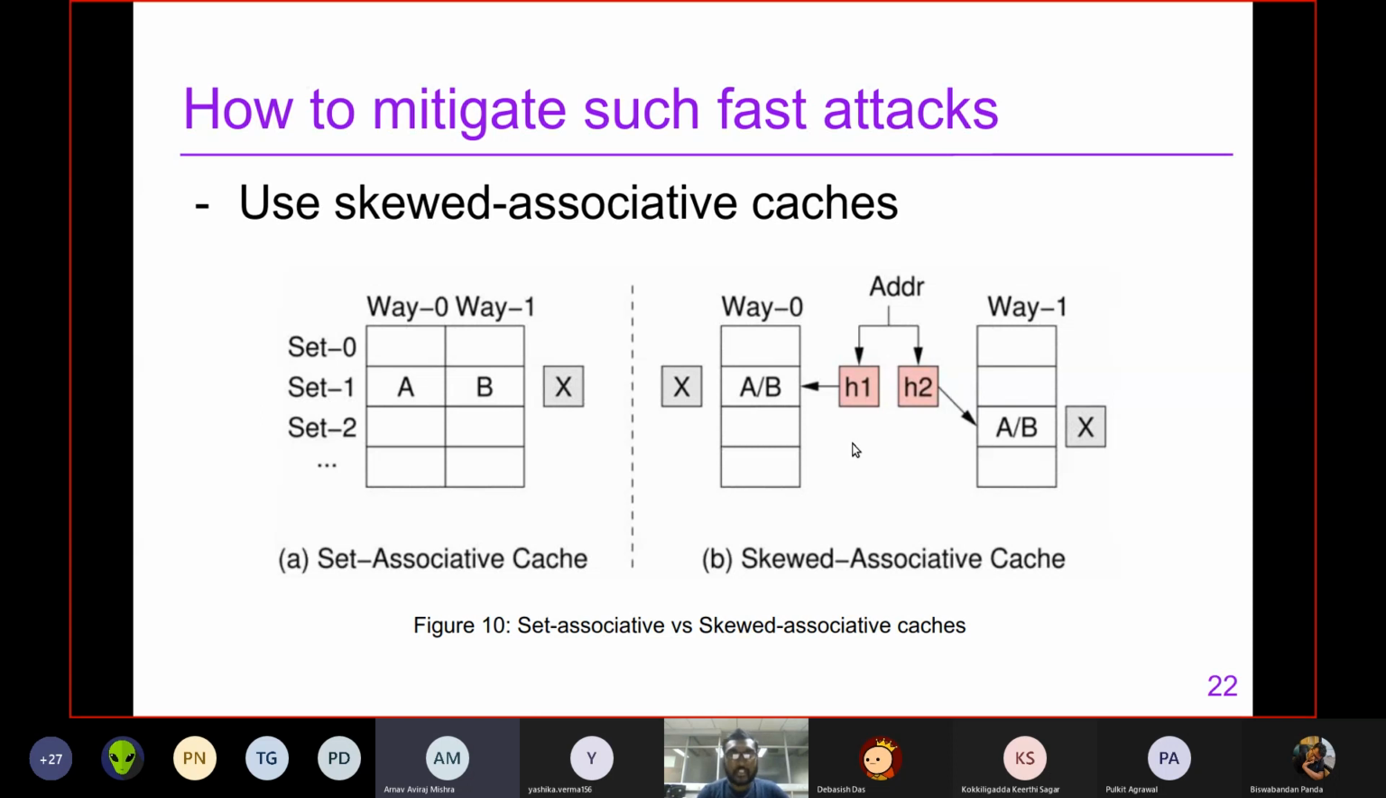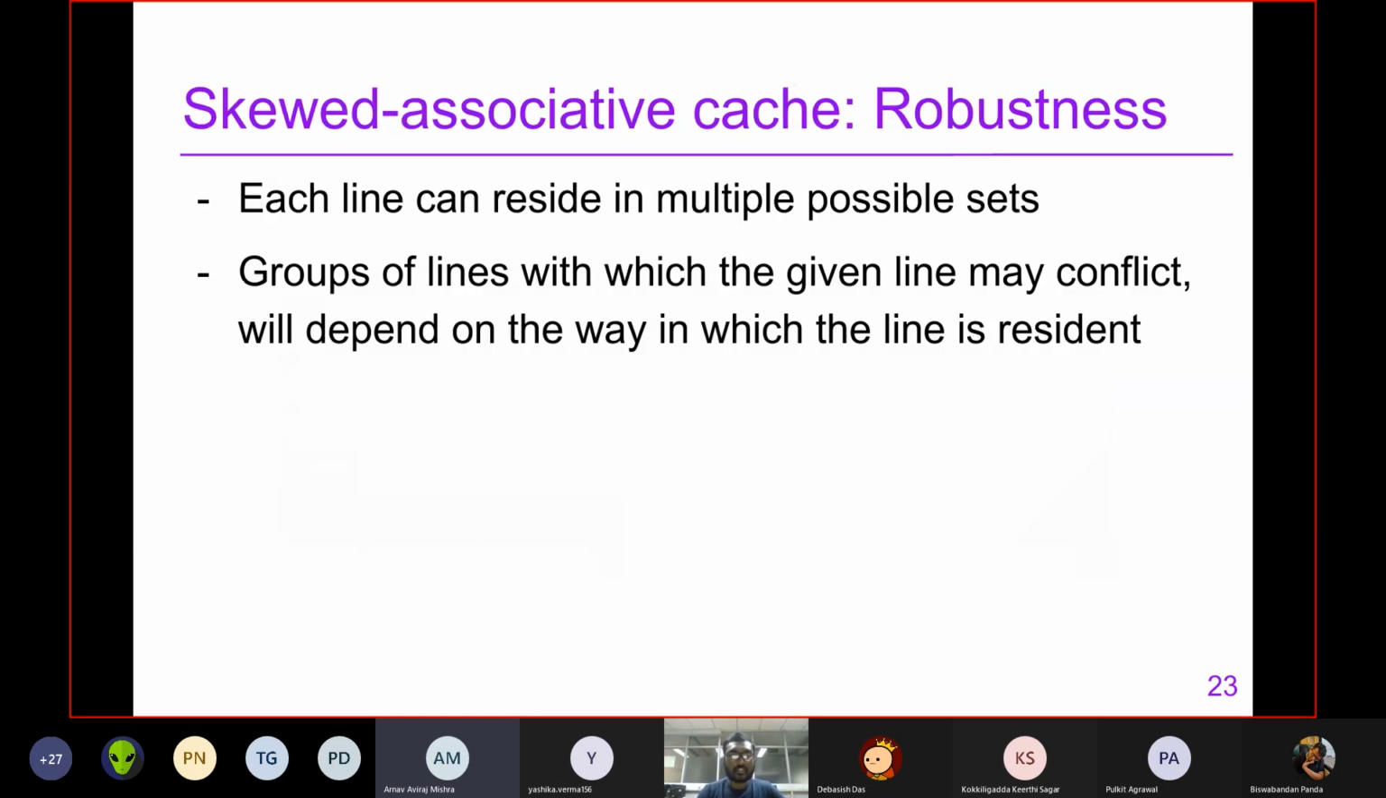So here there is some kind of non-determinism introduced into the system, and this results in some kind of robustness. Each line can reside in multiple possible sets, and because of this, there is some unpredictability. And because we don't know which side it will go, a group of lines which will go to the same place is also unpredictable. That's why eviction set formation is also difficult, because for the elements of the eviction set, we also don't know on which side they will go.